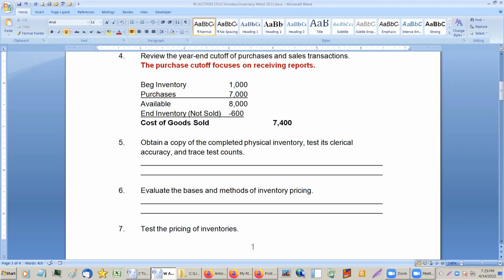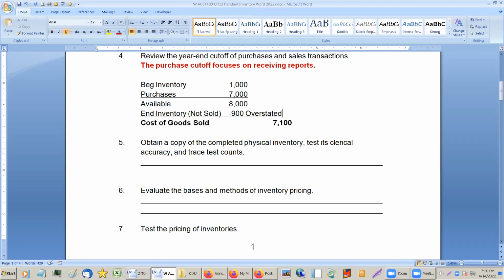Okay, so here's the problem you can have. If you overstate this ending inventory, if you say, oh, okay, ending inventory is not 600, it's 900, then this goes down to 7,100. So for the same sales, you're going to seem more profitable.